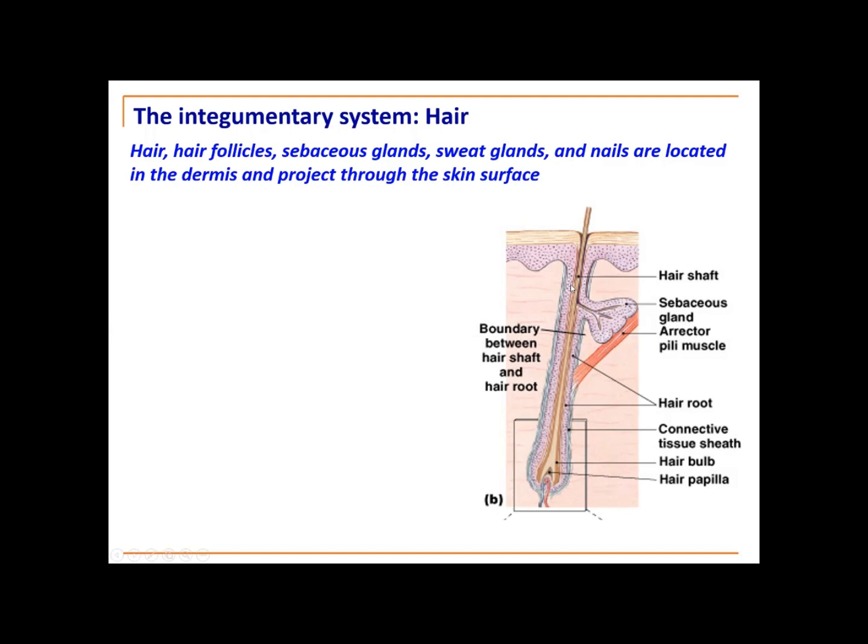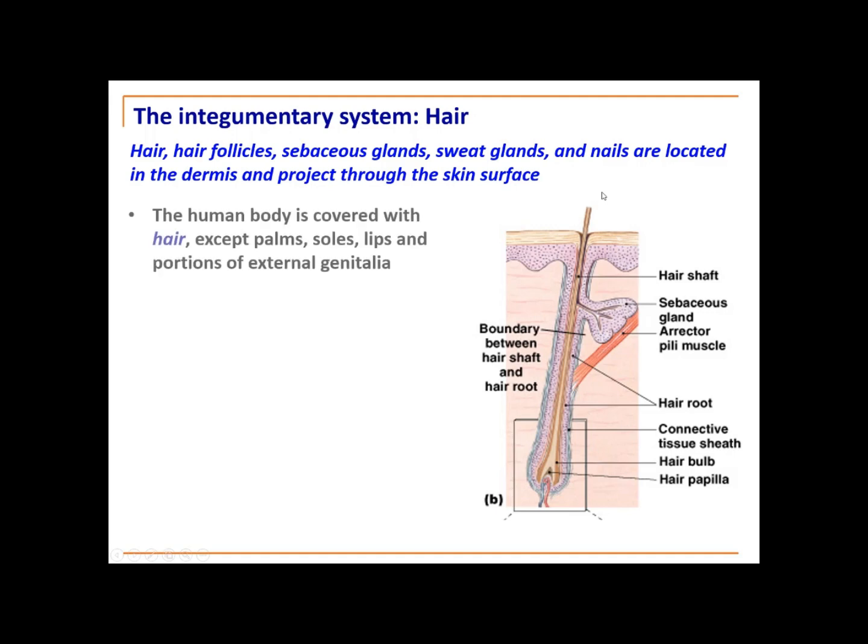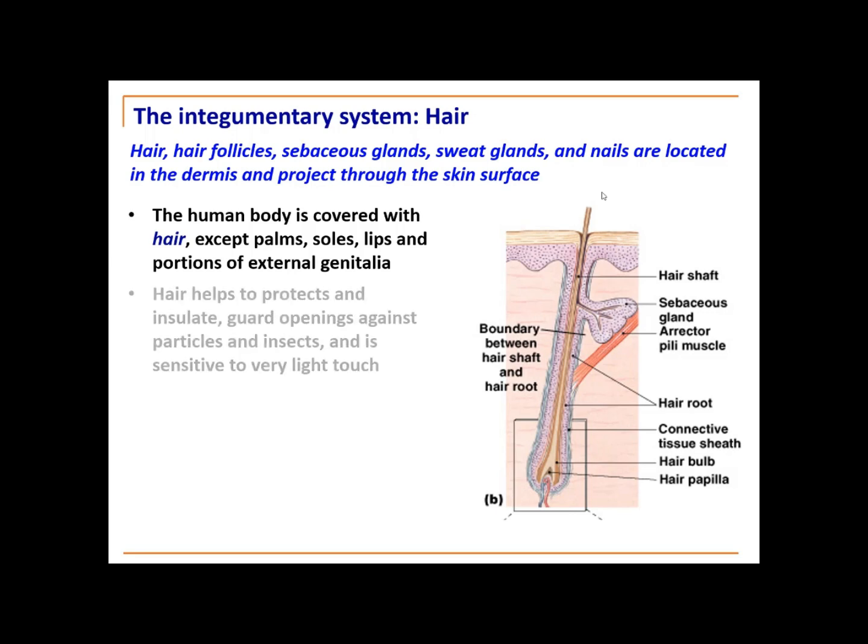So the hair and the hair follicles, the sebaceous glands, the sweat glands and nails are all located in the dermis, which is the layer we're showing here, and project through the skin surface. The human body itself is covered with hair, except on the palms, soles, lips, and portions of the external genitalia. And it helps to protect and insulate, guards openings against particles and insects, and is very sensitive to very light touch, as we've already talked about.